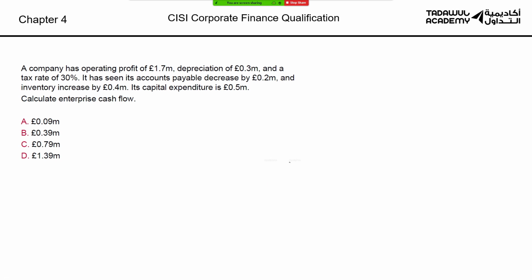So here's a quick example. I'm going to give you 2 minutes to calculate this quickly by yourselves. Let me just read the question for you. A company has operating profit of 1.7 million, depreciation of 0.3 million, and a tax rate of 30%. It has seen its accounts payable decrease by 0.2 and its inventory increase by 0.4. Its capex, capital expenditure, is 0.5. Calculate the enterprise cash flow to the firm.